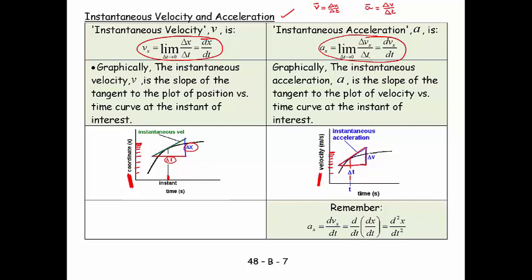Just to add on to this final bit on the instantaneous acceleration, remember that my instantaneous acceleration, which equals dv by dt, must equal d by dt of whatever v is. So it's d by dt of dx by dt, which is d²x by dt squared. So we could get our acceleration by doing the double differentiation of a position versus time equation.